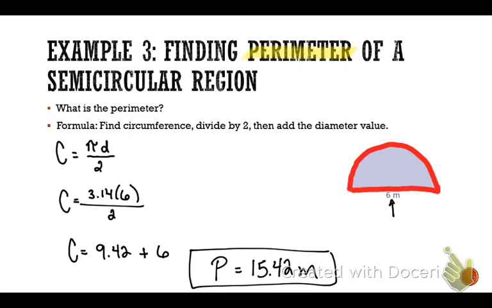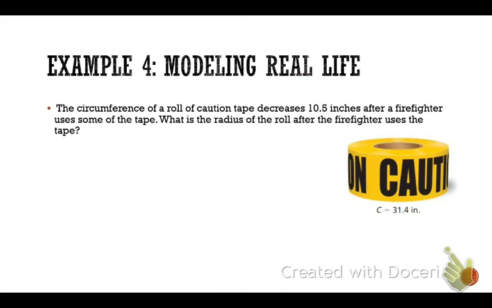Any questions on this? How are you guys doing? We calculated radius, diameter, circumference, and perimeter of a semicircle. You guys doing okay with it? All right, so let's move on to example 4.